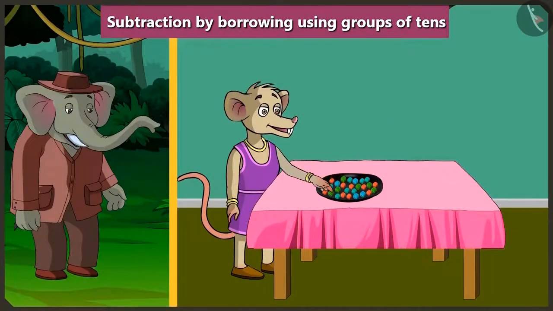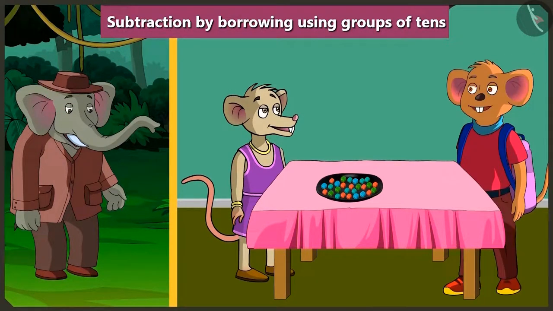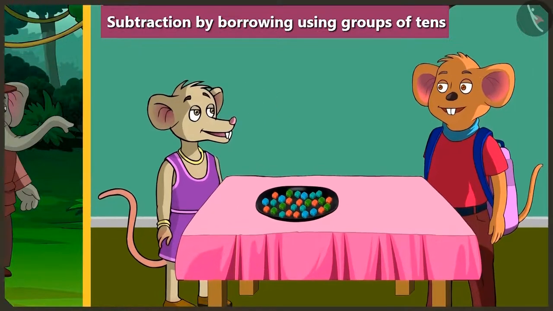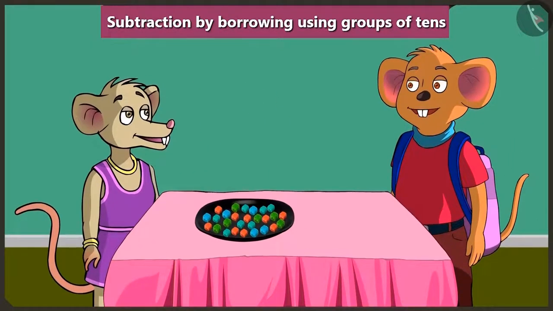Oh, what is this? Chichi is counting her jellies again and again. I think she is having some difficulty in counting the jellies. Look, Chuchu has come. He will definitely help Chichi. Let's see. Hello, Chichi. Oh, what happened? Why are you so upset?